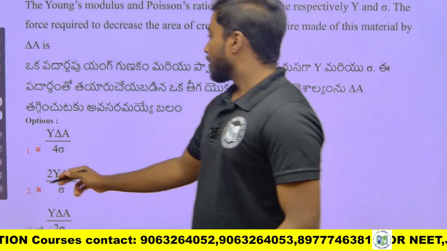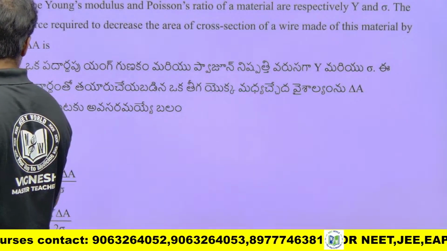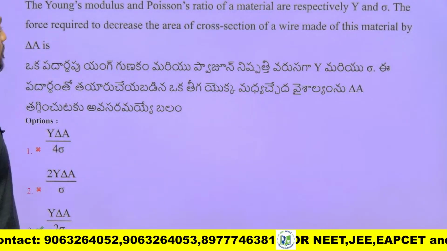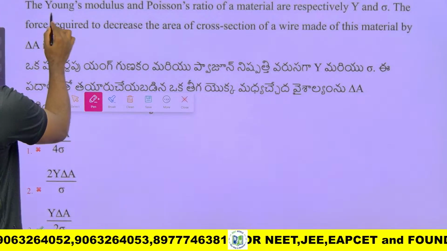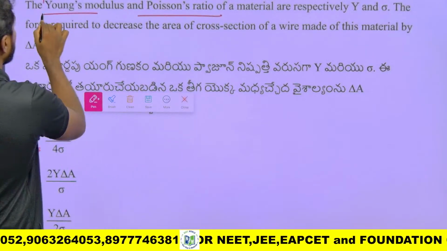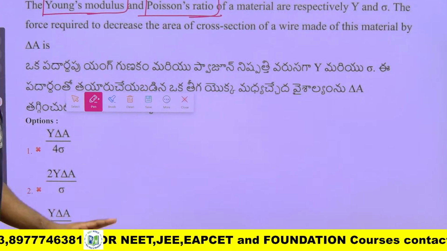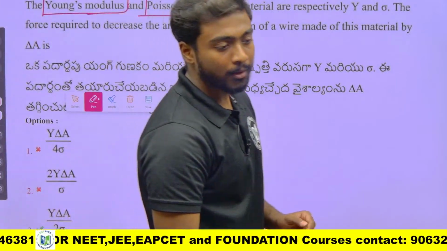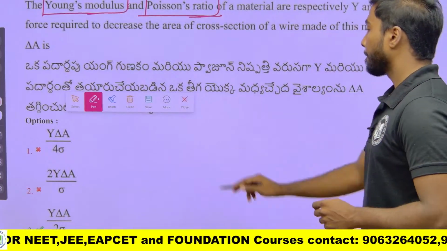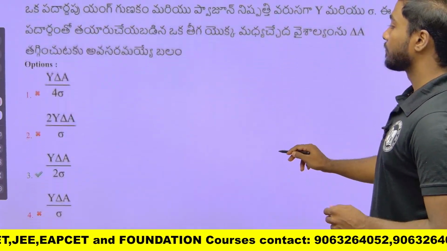So we know the formulas for Young's modulus as well as Poisson's ratio. By these two relations I can easily get it. There is no twist in this question, only direct formulas are there. Okay, you can try this question. Okay, we'll go for the next question.